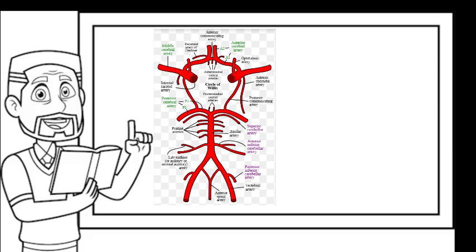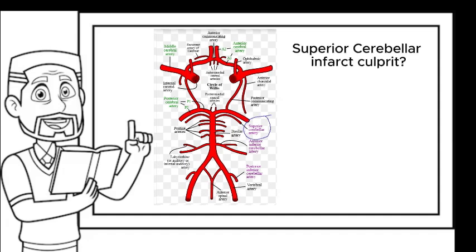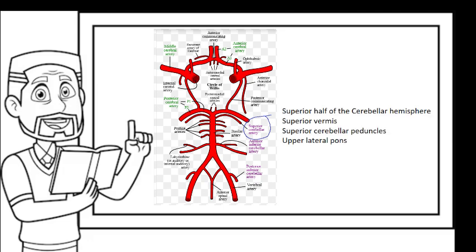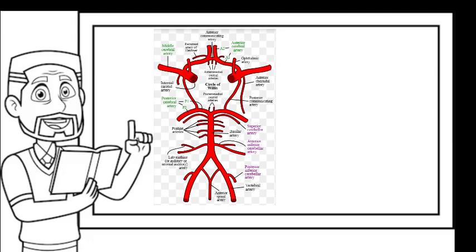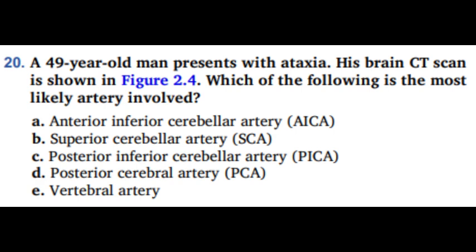So, which artery is responsible for a superior cerebellar infarct? If you're thinking the superior cerebellar artery or SCA, you are absolutely right. The superior cerebellar artery supplies the superior half of the cerebellar hemisphere, the superior vermis, the superior cerebellar peduncles, and parts of the upper lateral pons. In short, if the infarct is superior, think superior cerebellar artery. If it's inferior, think PICA or AICA stroke. Simple patterns, powerful localization. So, with that being said, our answer is option B.